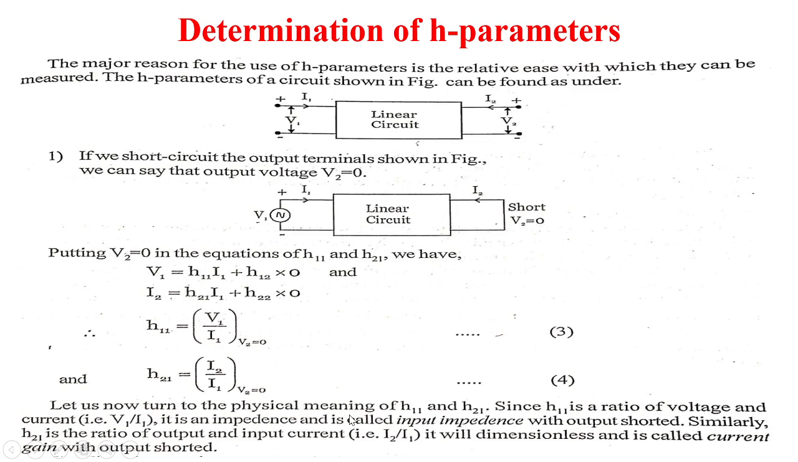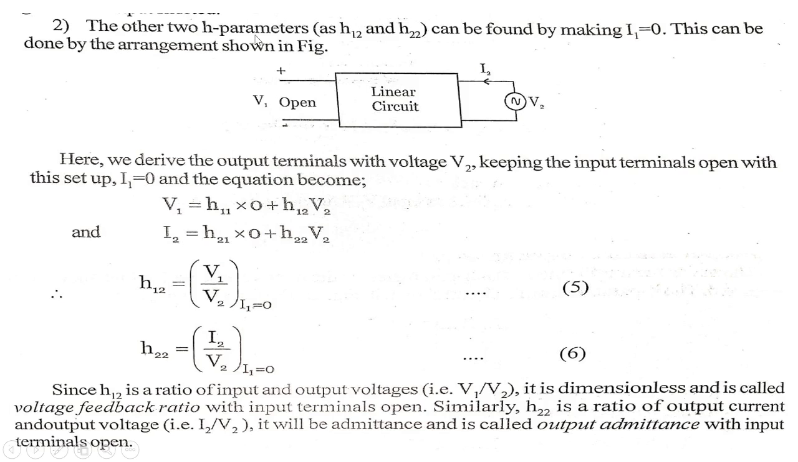Since H11 is a ratio of voltage and current, that is V1 upon I1, it is an impedance and is called input impedance with output shorted. Similarly, H21 is the ratio of output and input current, that is I2 upon I1. It is dimensionless and is called current gain with output shorted. The other two H parameters, H12 and H22, can be found by making I1 equal to 0. This can be done by the arrangement shown in the figure.